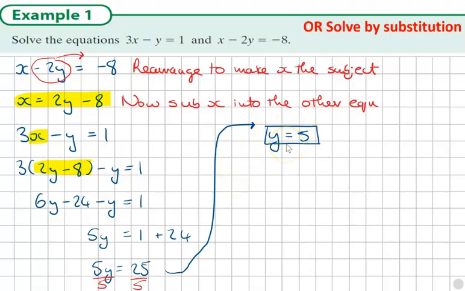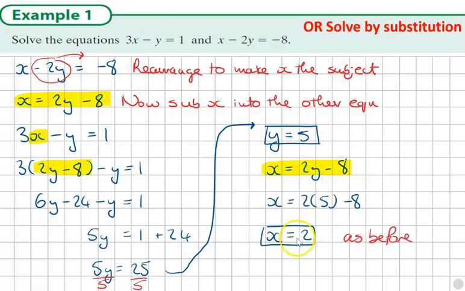I'm going to substitute that into one of the equations. I could go with the first one, the second one, or the one I have highlighted here in yellow, because the x is already on its own here. So it's just a quicker way of doing it. I replace the y with a set of brackets, and I put 5 into the brackets. So I have 2 times 5 minus 8, which is 2. So x is equal to 2 and y is equal to 5 as before.